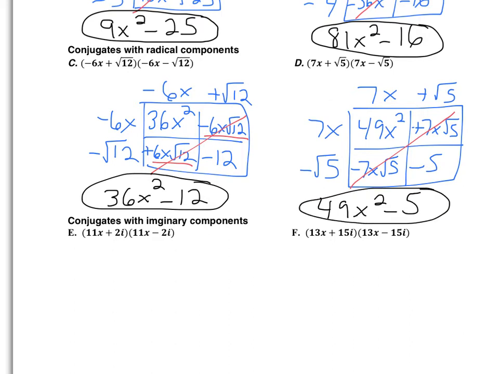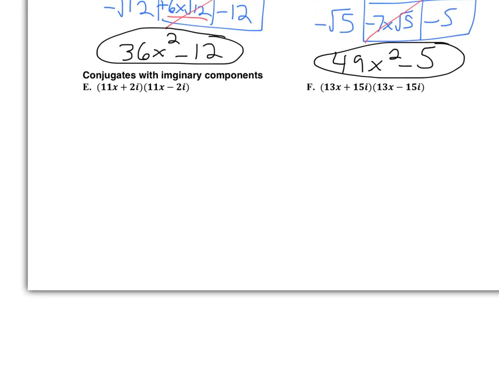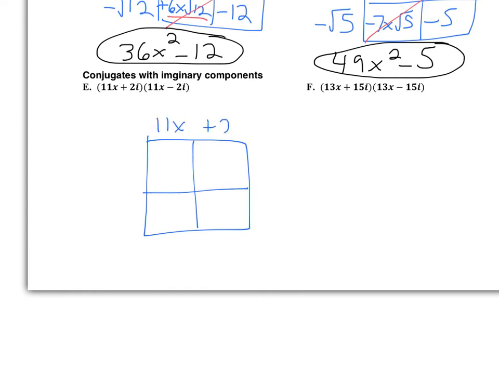Something changes a little bit when we have imaginary numbers because it begins with the difference of squares, but we know that i squared becomes negative 1. So if we have our box, we have 11x plus 2i and 11x minus 2i. 11 times 11 is 121x squared. 2 times 11 is a positive 22xi. And a negative 2 times 11 is negative 22xi.